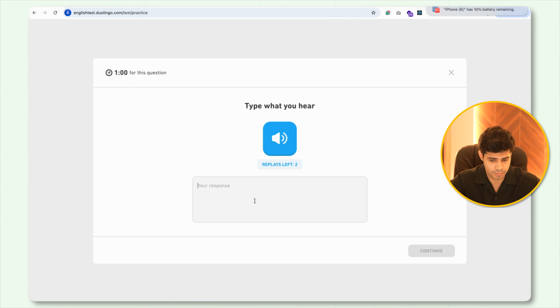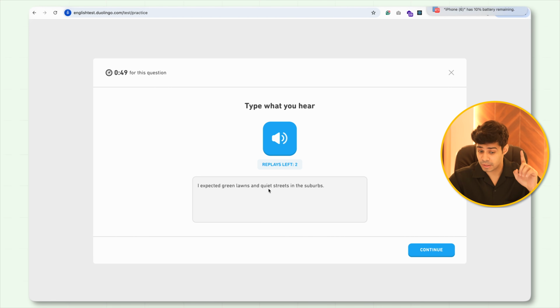Let's go. I expected green lawns and quiet streets in the suburbs. All right. Common mistake, the spelling of quiet. Quiet and quite. I expected green lawns and quiet streets in the suburbs. This is quiet, silent. So, looks good. I don't think I need to hear it again. Let's move forward. I felt very sorry that I had put them to so much trouble. This is what it seems to me. Let's just write. I felt very sorry that I had put them to so much trouble. Yeah, makes sense. Looks good to me.